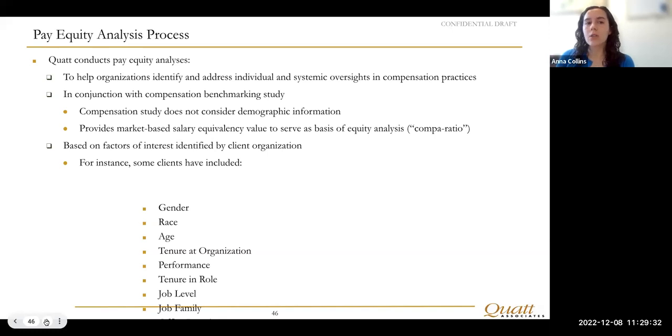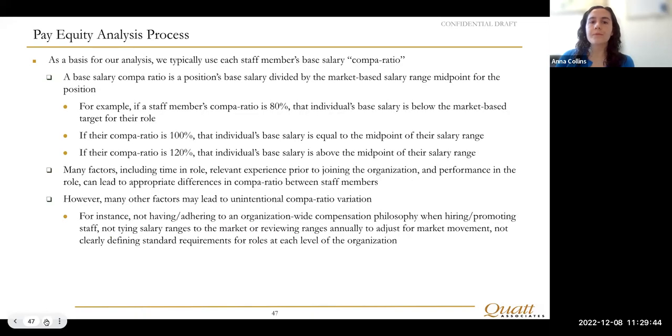And then things that you hopefully would not have impact compensation. If two people are performing the same, but they're of different ages, races, genders, that part shouldn't impact compensation. So as we go to the next slide, I'll get a little bit more into the nitty gritty on that compa ratio factor that I mentioned.